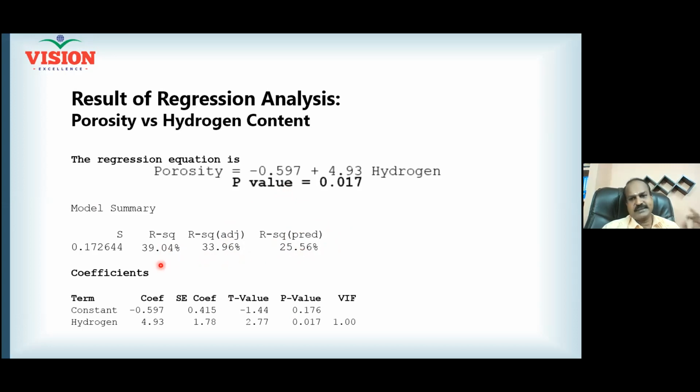So include additional factors, and R square will improve. Include the correct additional factor, and adjusted R square will improve. And then make sure your prediction value and real value are closer. Your predicted R square will improve, right? So you know how to read each and everything, and S needs to be as low as possible.